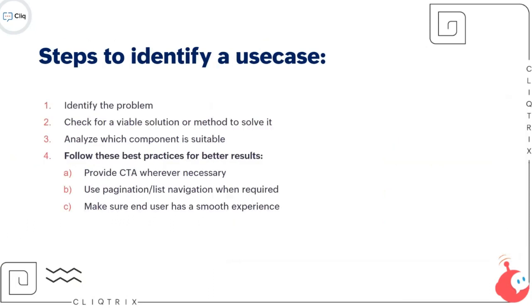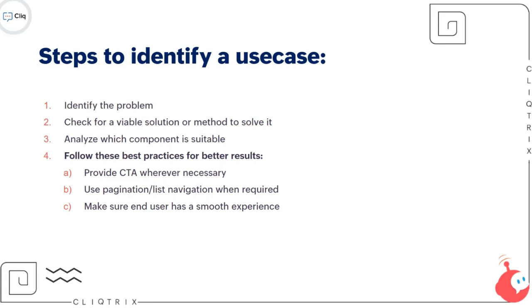Now, what are the steps to identify a use case? You can follow these steps. First, you have to identify a problem or a potential situation where you can upgrade the services of Cliq. After identifying the use case, you should start analyzing which component of the Cliq platform can best solve the problem.